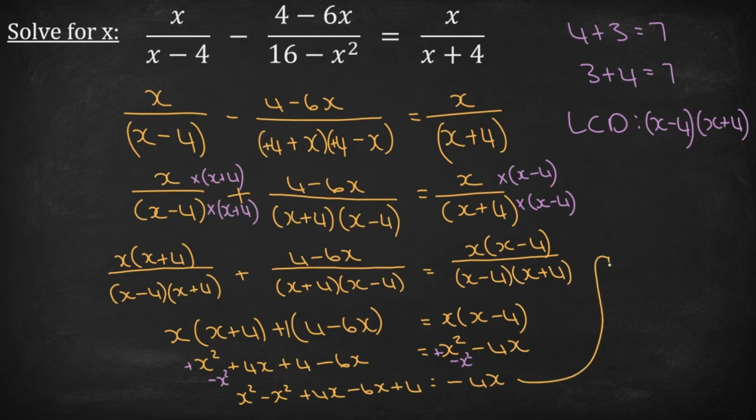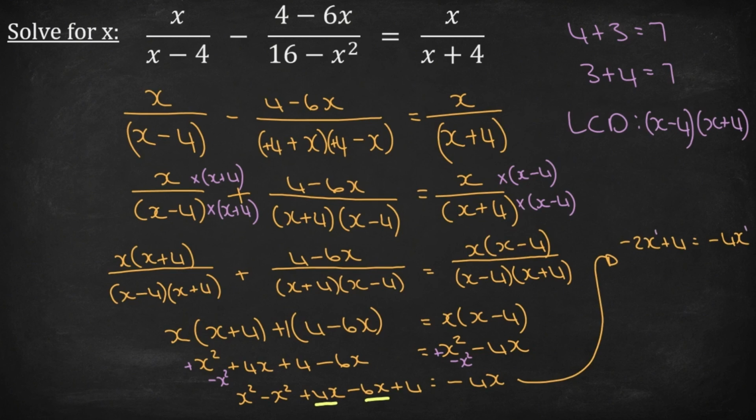Now let's carry on over here. So now I'm going to combine the like terms on the left-hand side. So positive 4x minus 6x equals negative 2x. And we also have this positive 4 equals negative 4x. Okay, remember, this positive x squared minus x squared equals 0. Now I can see that this is a linear equation because the highest power for each x variable is 1.